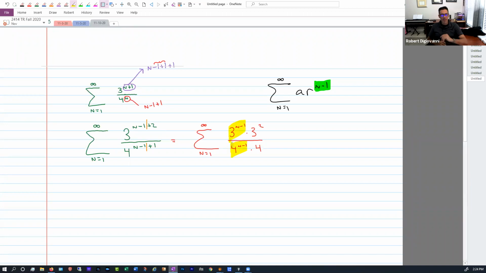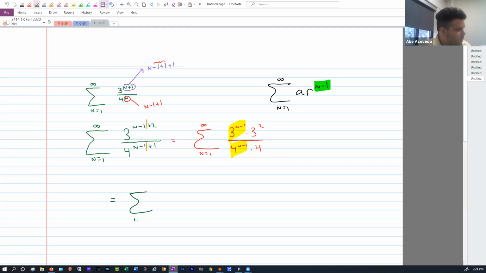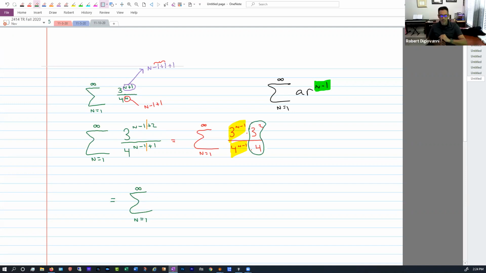These two are both raised to the n-1 now, aren't they? Okay, so I'm going to write it like this. Now we still have a 3 squared and a 4 here, don't we? Do you see that? So I'm going to write that in front as a 9/4. And then since the 3 and the 4 are both raised to the n-1, I'm going to make it 3/4 to the n-1, applying the power outside a fraction like this.